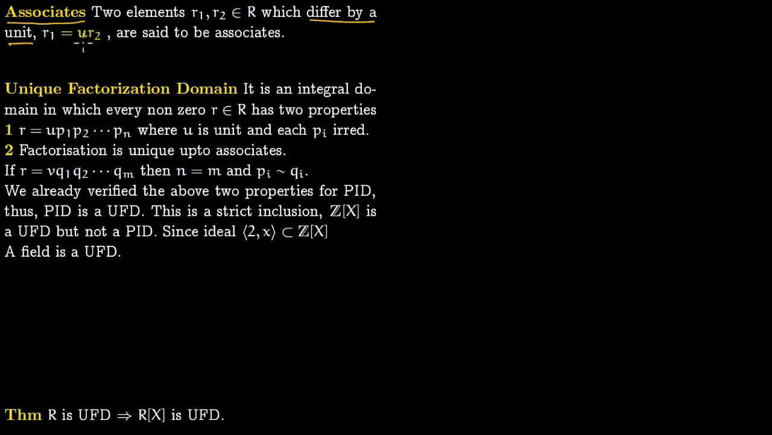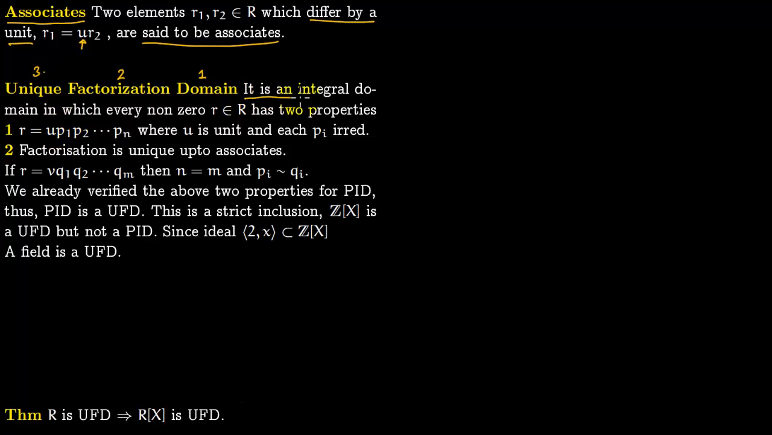This u is a unit. So r1 and r2 are then said to be associates. Now we come to the definition of unique factorization domain. This unique factorization domain has three things. One, it is a domain, an integral domain to start with. Number two, it has a factorization. And number three, this factorization is unique.